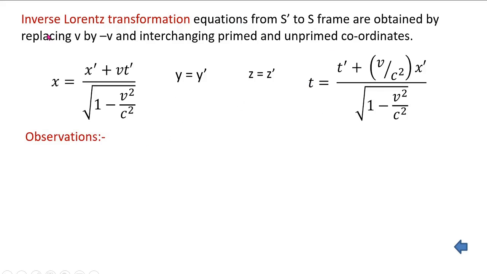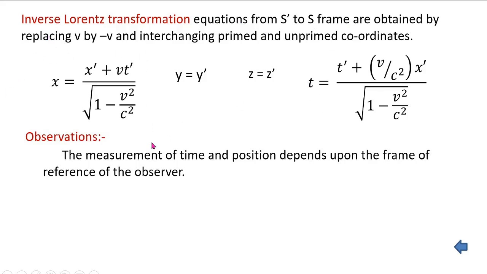Then observations from these Lorentz transformation equations. The first observation is that the measurement of time and position depends upon the frame of reference of the observer. Here, position and time depend upon the frame of reference of the observer. In Galilean transformation, the time is independent of the frame of reference. But in Lorentz transformation, the time depends upon the frame of reference of the observer. This is the first observation.